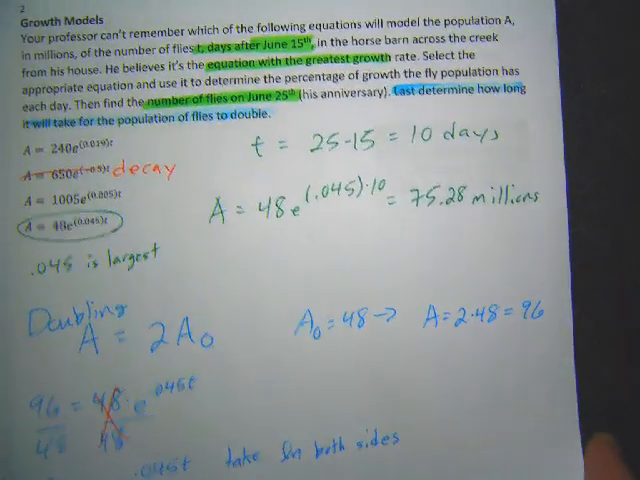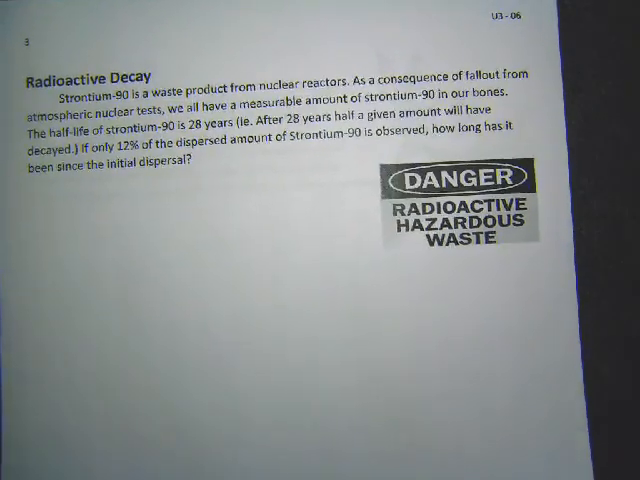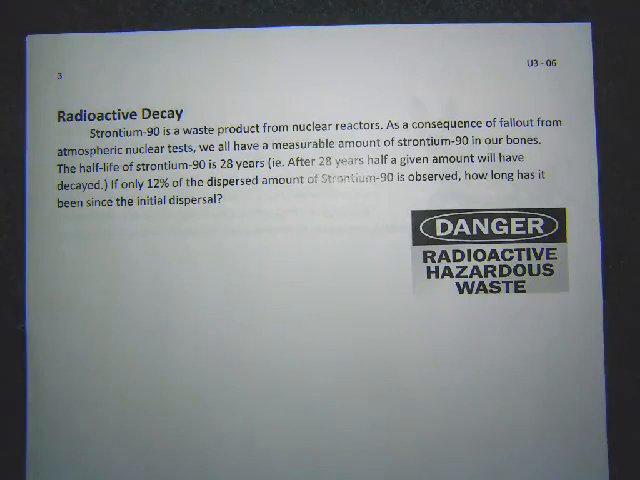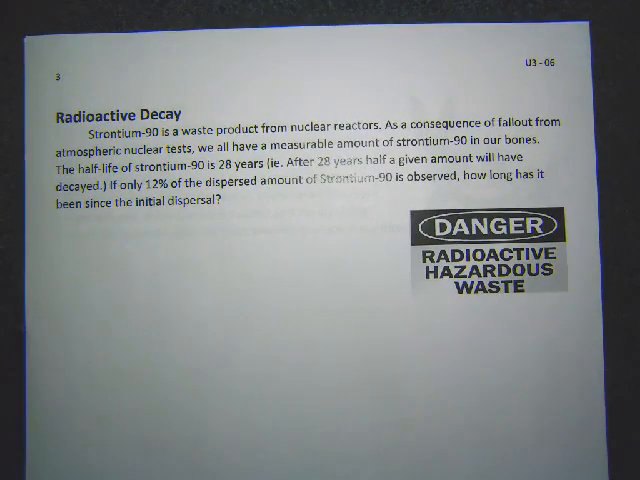Let's do a couple more problems using the exponential growth and decay. This time we'll do one that deals with decay. So this is a radioactive decay problem. Let's just read this real quick. Strontium-90 is a waste product from nuclear reactors. As a consequence of fallout from atmospheric nuclear tests, we all have a measurable amount of strontium-90 in our bones.